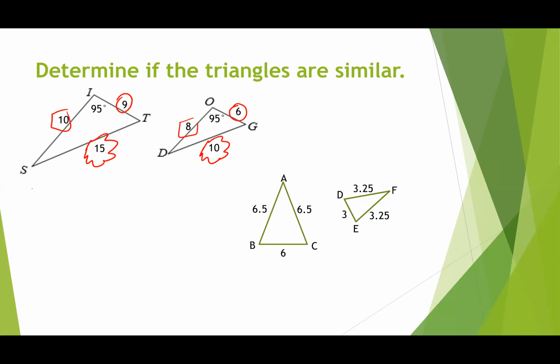So I'm going to do big over small. I'm going to take a measurement from the big triangle, and I'm going to put it over its corresponding measurement from the small one. So I'm going to take 9, and I'm going to put it over 6. You can turn these all into decimals. So 9 over 6, that's 1.5.